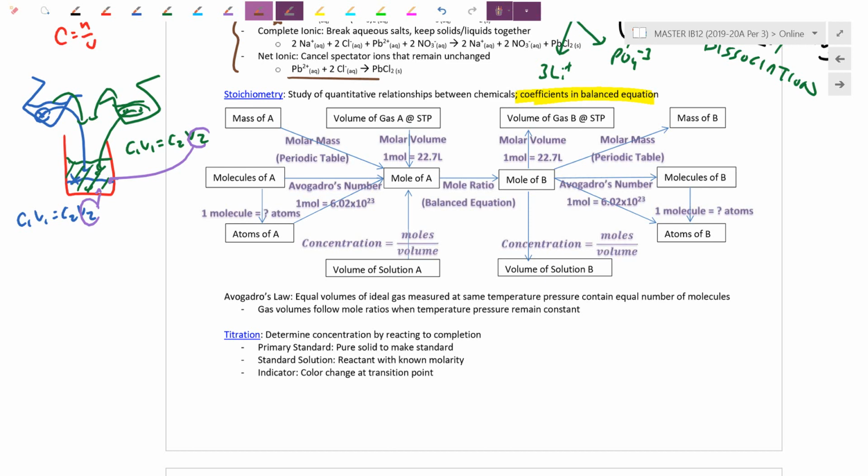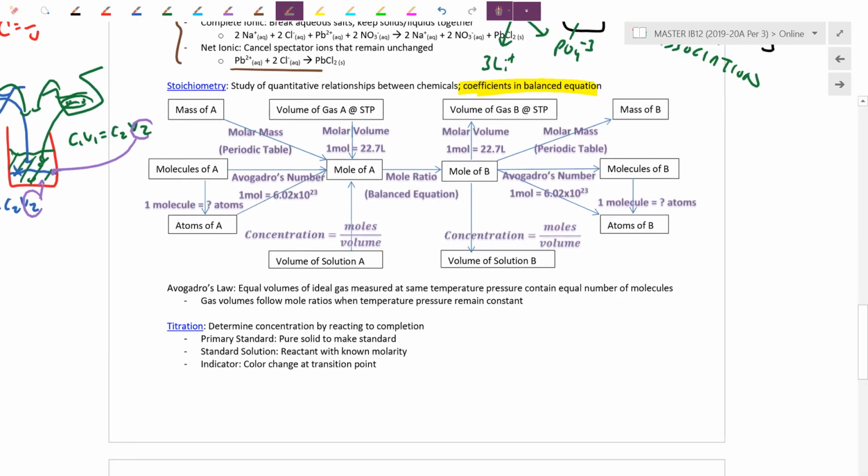Hopefully by now you've gotten a lot of practice with balancing. Remember, IB likes wording it, once you balance it, they're going to ask you for the sum of the coefficients. Add up all the numbers. Remember to add up the numbers that are 1.